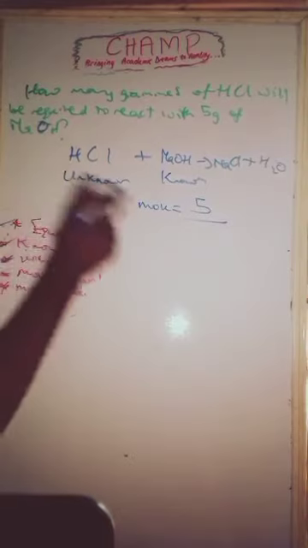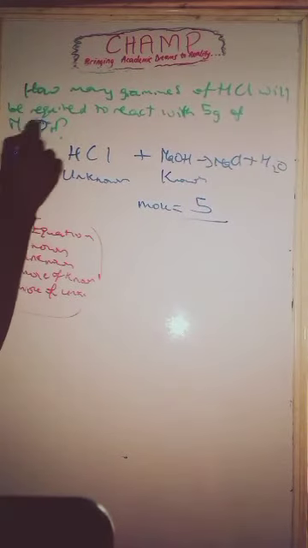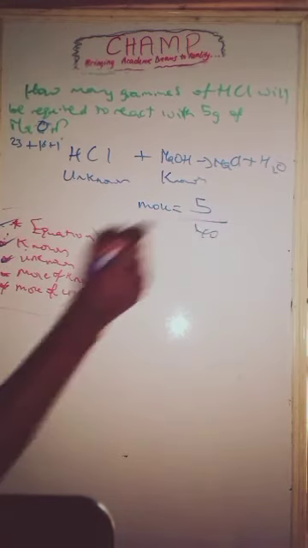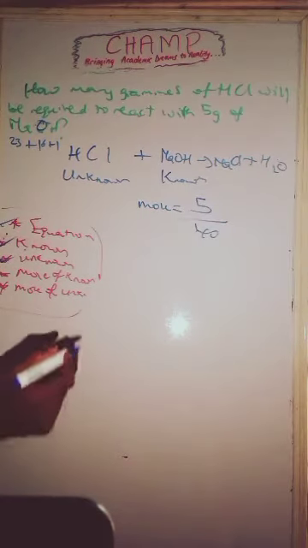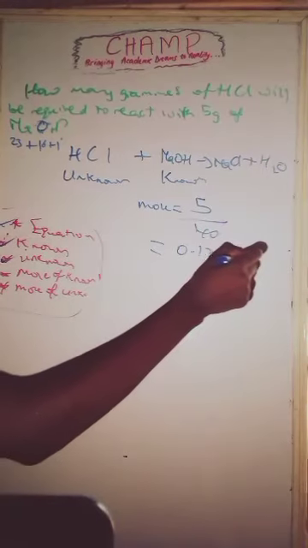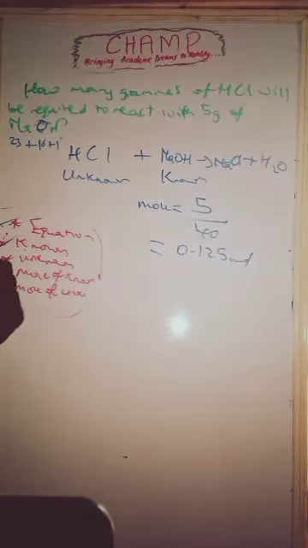Mass over the molar mass. NaOH is 23 plus oxygen 16 plus 1. Add it up, that's what? 40. Do you understand? So 5 over 40 will give you what? 0.125 mole. So we've gotten the mole of our known.